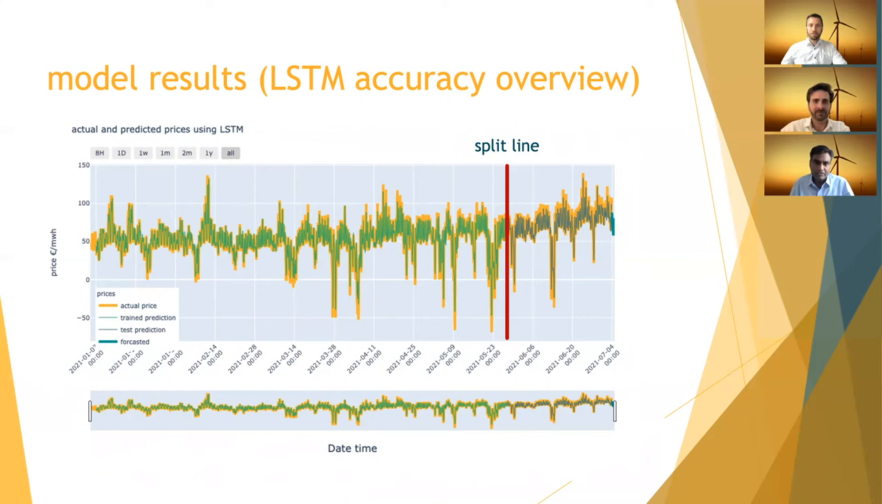The left side of the split line shows the train data, and the right side is the test data. The yellow line shows the actual values, and the green line shows the predicted values from the train data, and the blue line is the predicted values from the test data. If you compare these two graphs, it gives better accuracy.